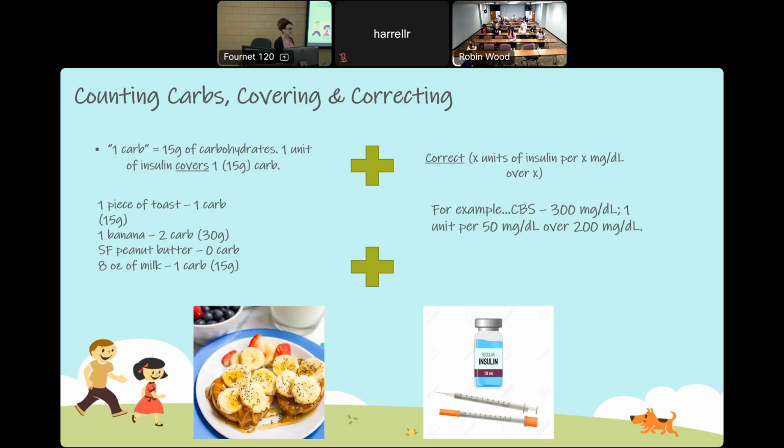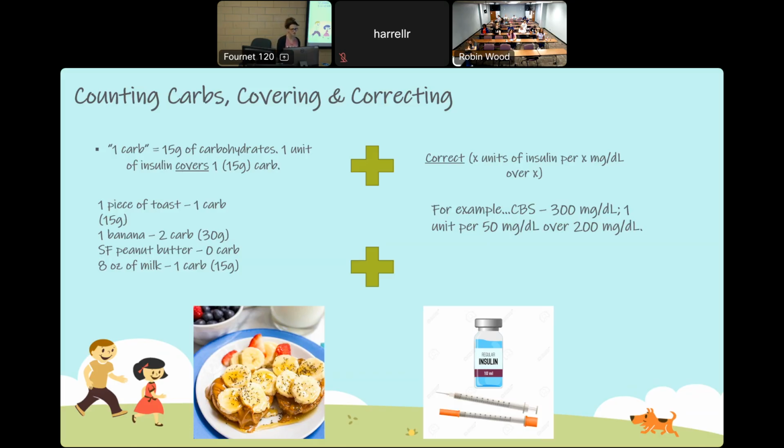And then, 30 to 45 minutes later, okay, you're finished with your breakfast. We're going to go give you another shot. That's mean, right? Like that's mean. We don't want to do that. If they have a pump, that's great. We can just program it in their pump. But if we're old fashioned giving insulin injections, we're going to combine the correction and the covering insulin and give it in one injection.